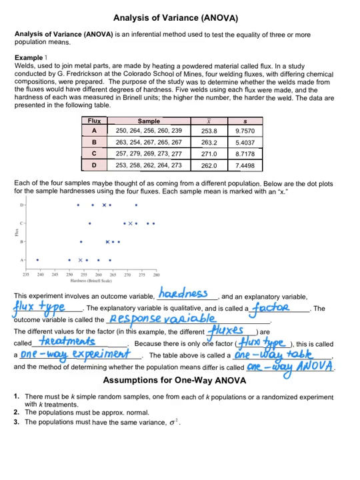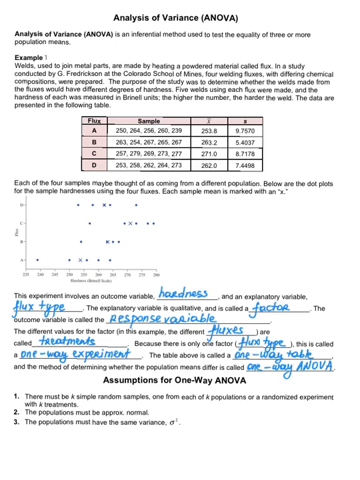Each of the 4 samples may be thought of as coming from a different population. Below are the dot plots for the sample hardnesses using the 4 fluxes. Each sample mean is marked with an X. As you can see, the 4 samples have slight skewness, in some cases slightly greater skewness, but nothing extraordinary, nothing too unusual.